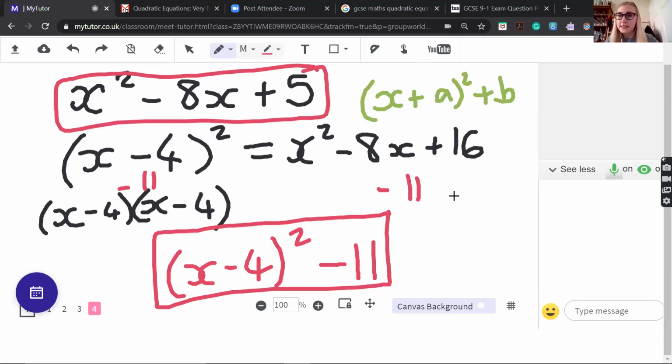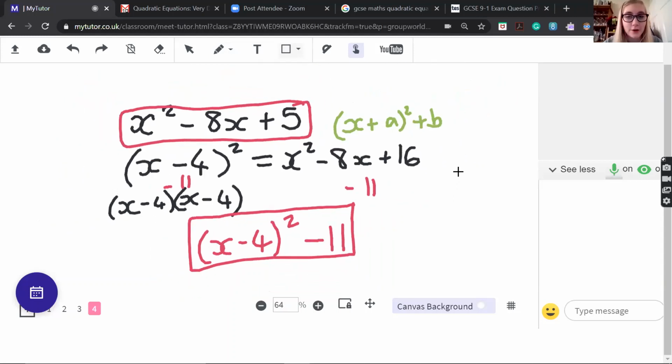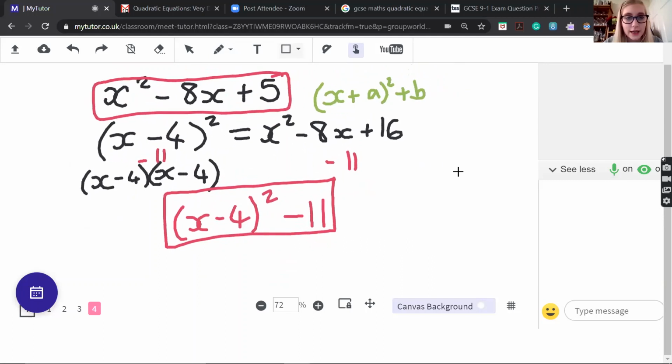Hopefully that makes sense, especially if you've never seen it before or are a bit out of practice with it. There's really only 2 steps to it. You choose what number goes in here, you expand, and you choose what number goes at the end. I say choose. There's only really one option, but work out. Now, this is super helpful for solving quadratic equations, and I'll show you why.